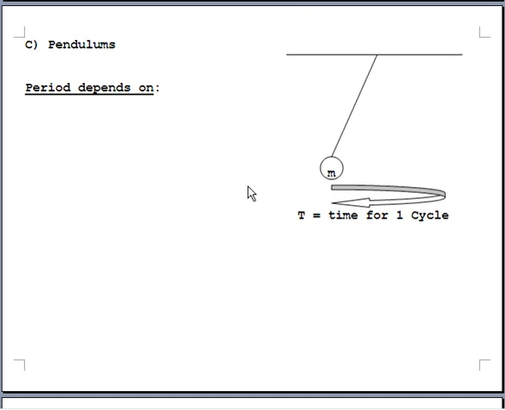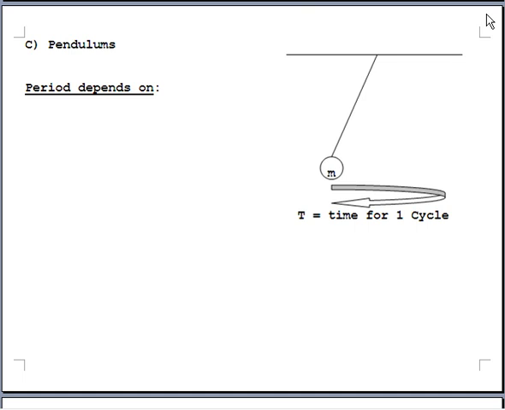Today we're going to look at pendulums. And we've seen pendulums. We've done labs with pendulums before. We had washers tied on the end of a string. I just really quickly want to go over a couple of things that do matter for pendulums and a couple of things that actually don't matter.